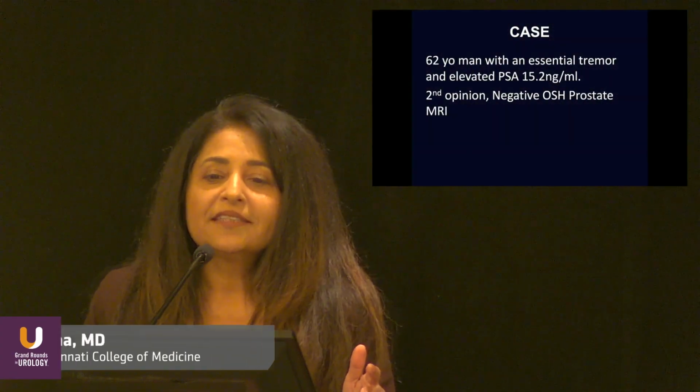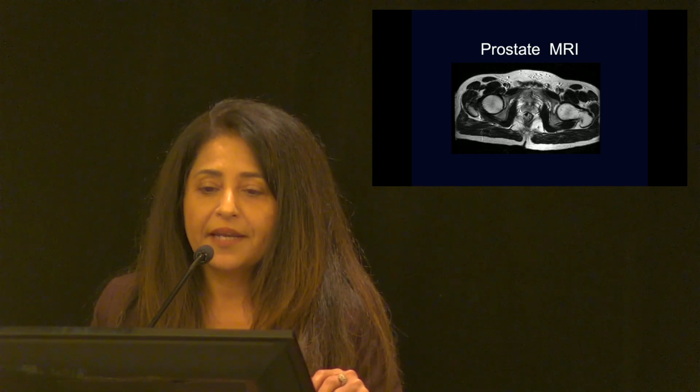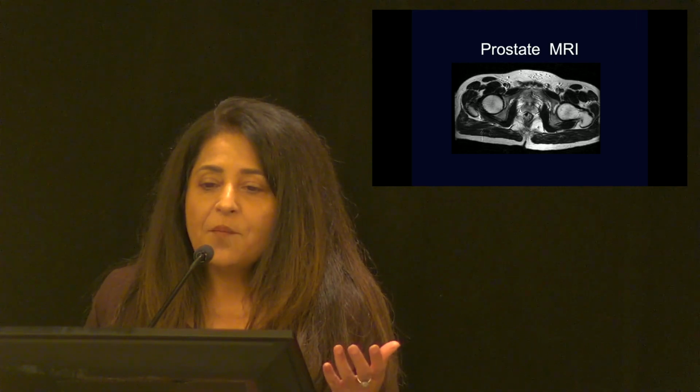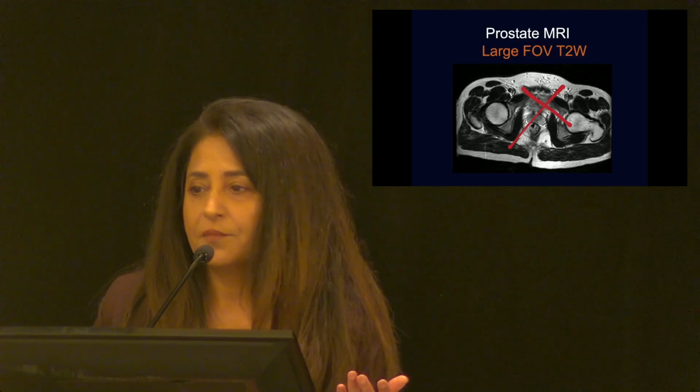I'll start out with a case. A 62-year-old man with essential tremor, elevated PSA, and he had a negative prostate MRI that was brought over to Cincinnati. So starting to look at the MR, the first thing you see is this. Well, right there's the problem. This is not a prostate MRI.